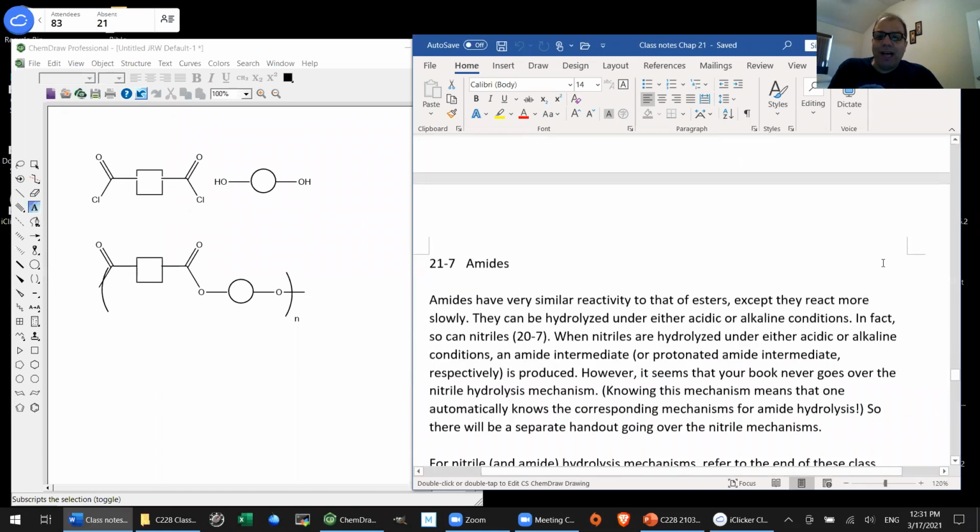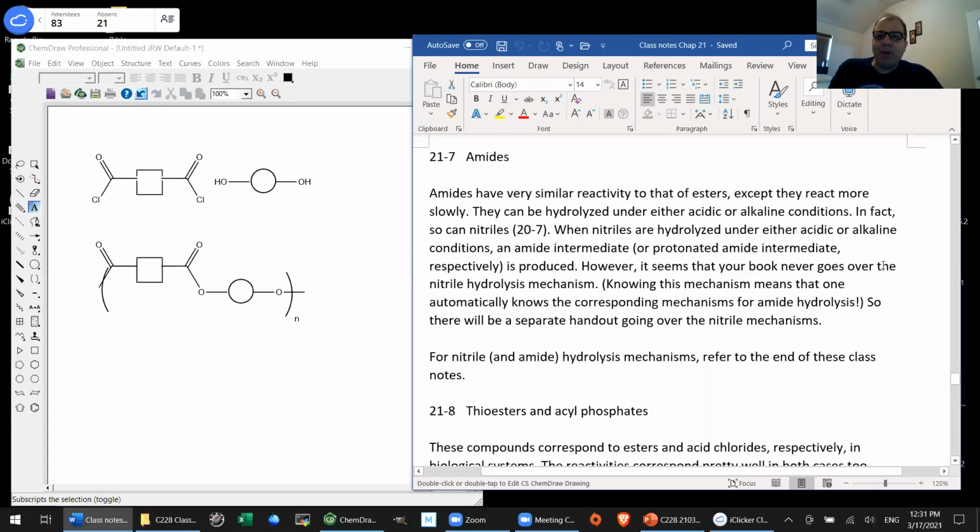Good. Well, I'm going to sort of blow through amides by pointing out what I did earlier. We're going to talk about hydrolysis of amides as well. But the thing is, if you understand the hydrolysis of nitriles in acidic or alkaline medium, then you automatically get amide hydrolysis thrown in for free, because those mechanisms are included in the nitrile mechanisms. So I don't see any point of going over them separately, because if you learn the mechanisms for nitriles, you already know how amides behave.